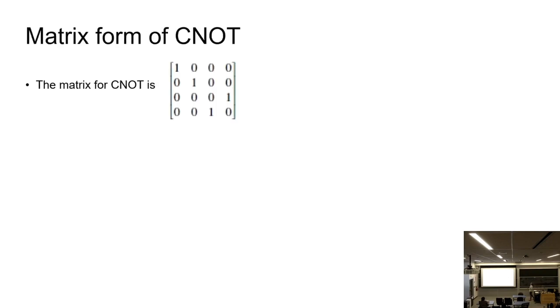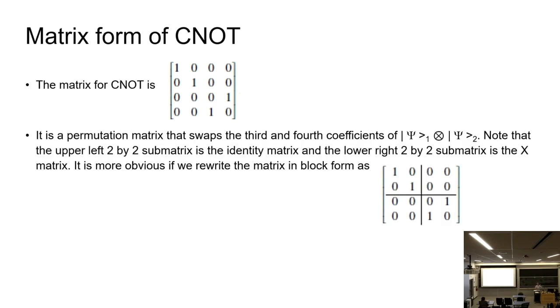All right, so here's what the matrix looks like. 1, 0, 0, 0, 0, 1, 0, 0, 0, 0, 0, 1, 0, 0, 1, 0. So this is a permutation matrix that swaps the third and fourth coefficients of our 2 qubit states. The upper left matrix here, right, this is just the identity matrix. And the lower right matrix here, if we are chopping this into 4 pieces, is just the X gate matrix.